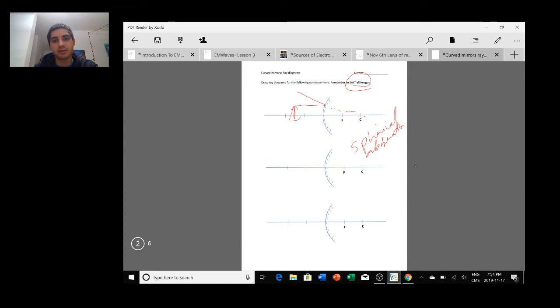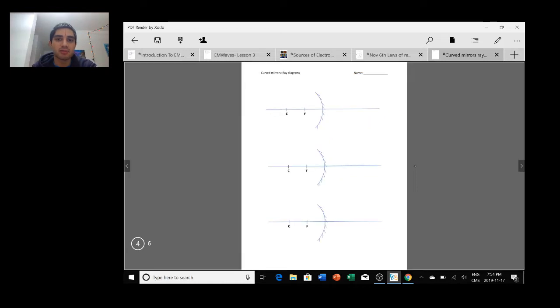So you have to find the image of this arrow. It will always be an arrow that starts on the principal axis. You have to find the image of that point, and we know that convex mirrors always form virtual diminished images, and we know that for concave mirrors, it really depends on where the image is formed.